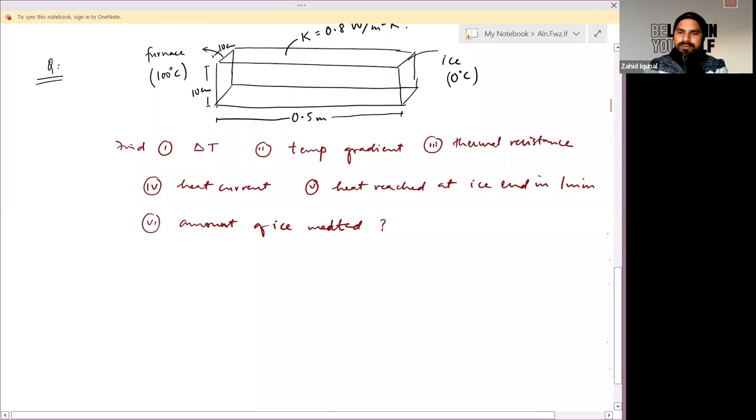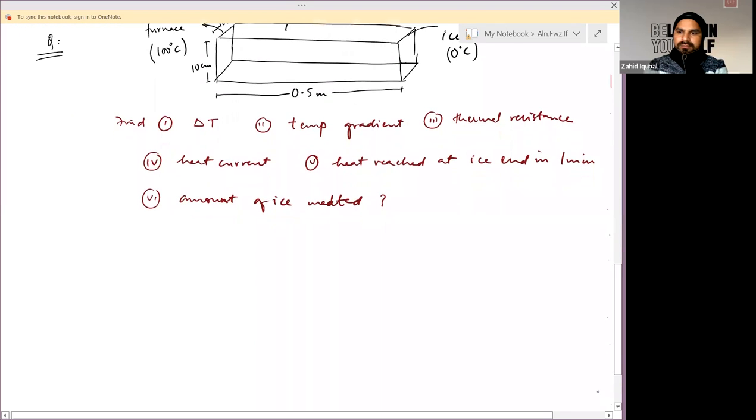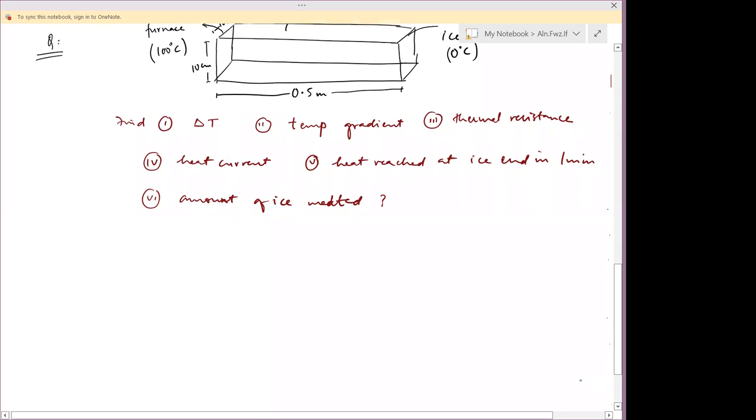Ifra, any doubt while solving? No, sir. Sending. Okay.